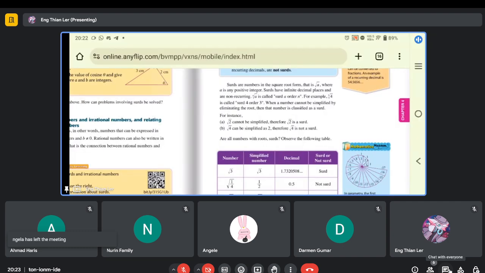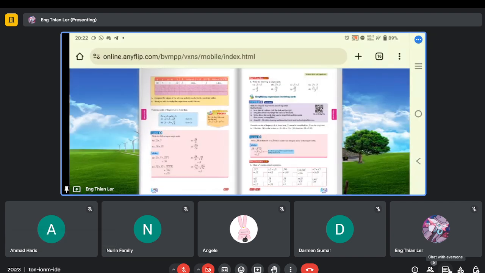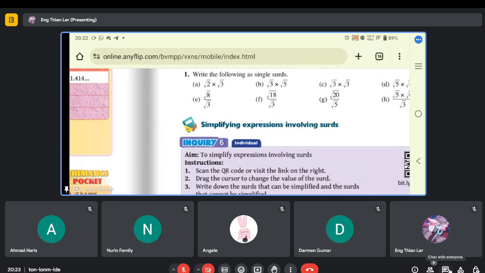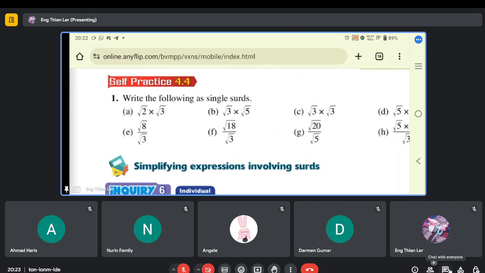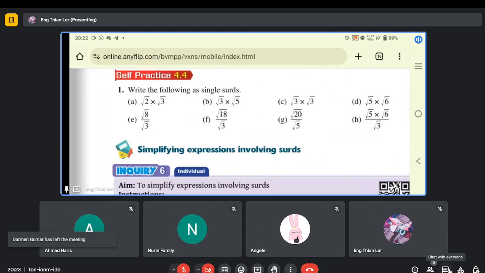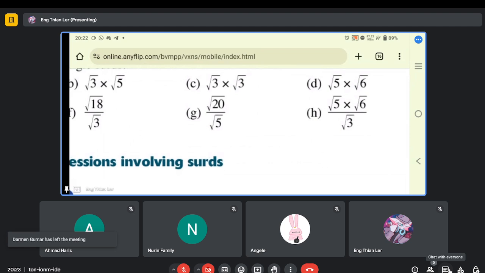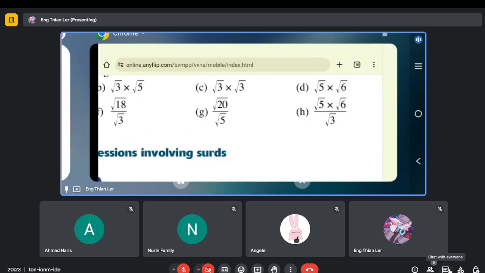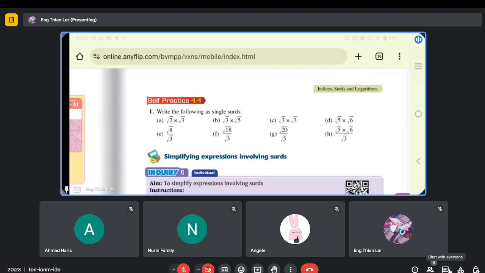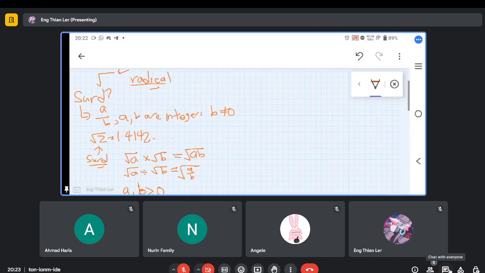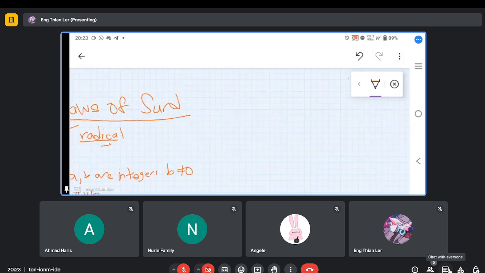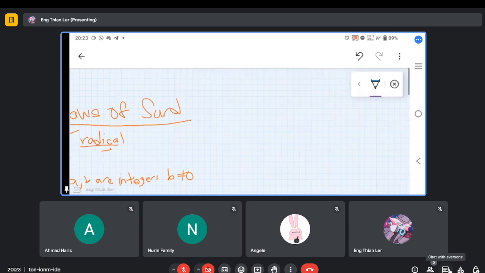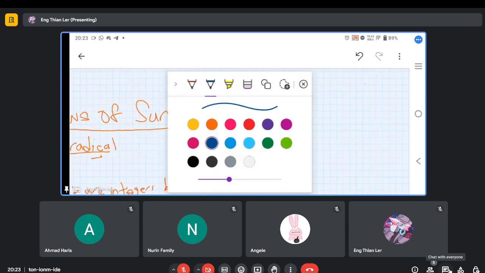Wait. Let's do an example from the textbook. Okay, now we need to write the following as a single surd. I'm going to do surd 5 multiplied by surd 6 over surd 3. Okay, so this is 4.4. Wait, I changed to green.